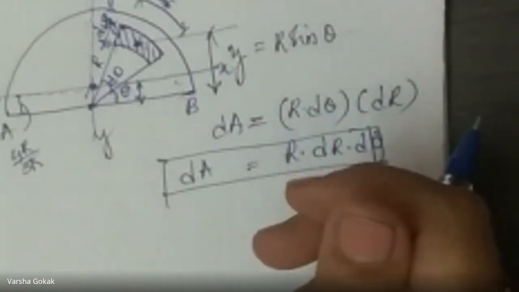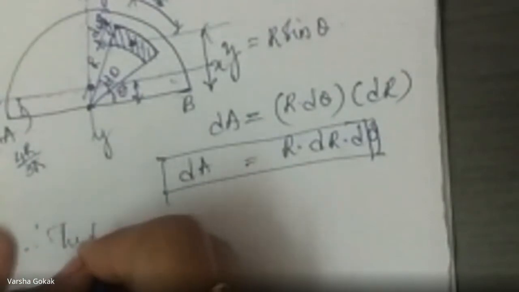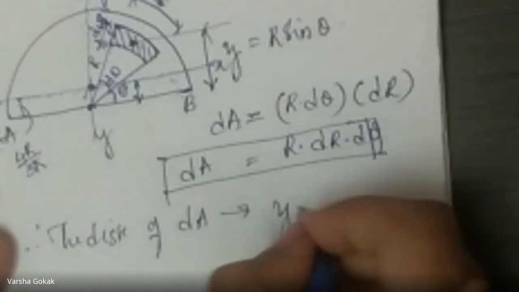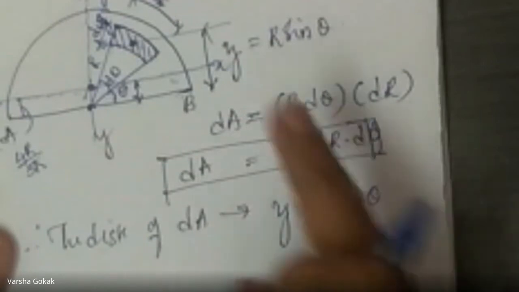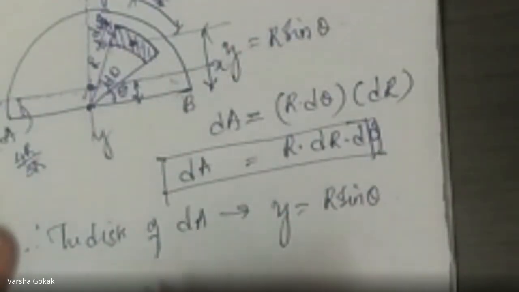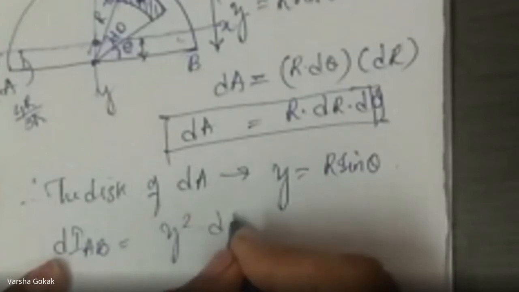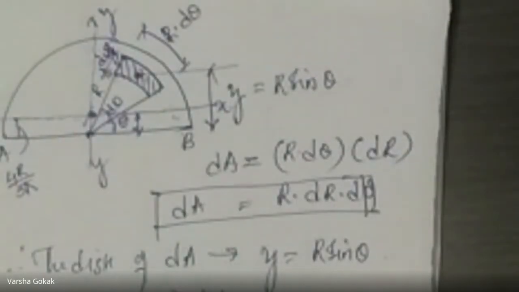Now, after this, I'll have to substitute for y. The distance of dA from the base, the distance is given by y equal to r sine of theta, right? This is the distance of the differential element from the diameter. Now, moment of inertia formula, if I want to get the moment of inertia about the base, dI_AB is going to be y square into dA. Correct? Second moment of area. Area is dA and perpendicular distance is y, right? Let us substitute for y also, and let us substitute for dA also.